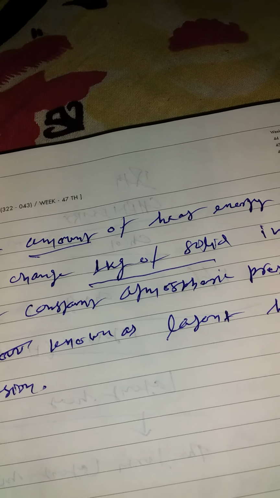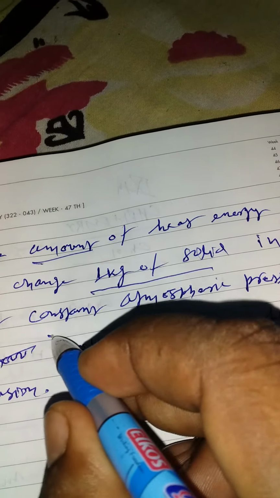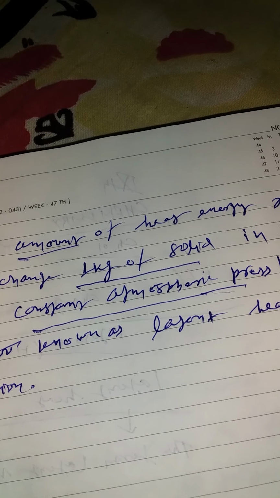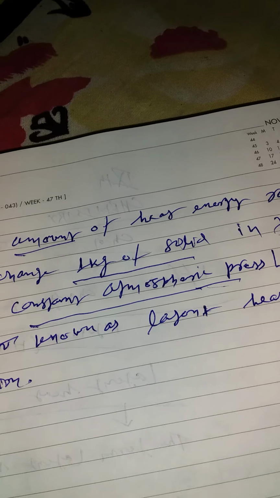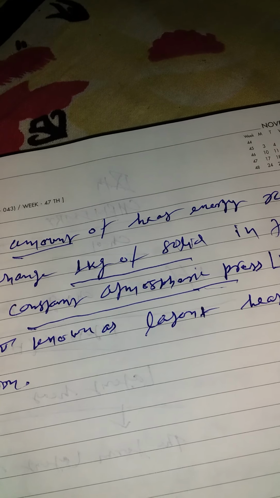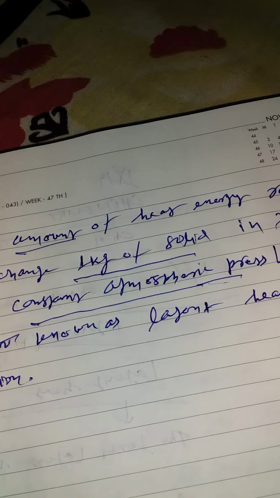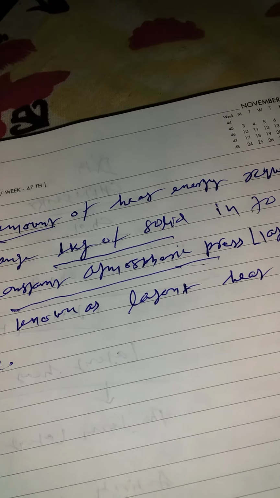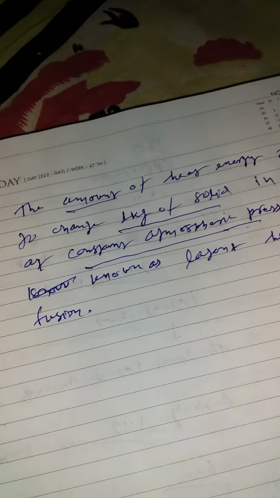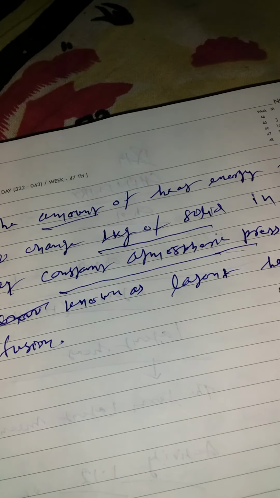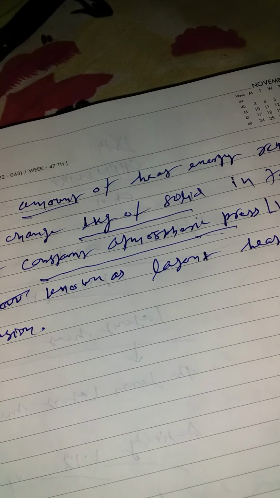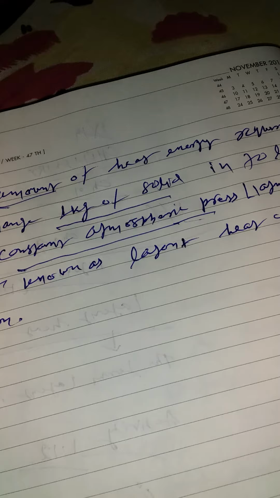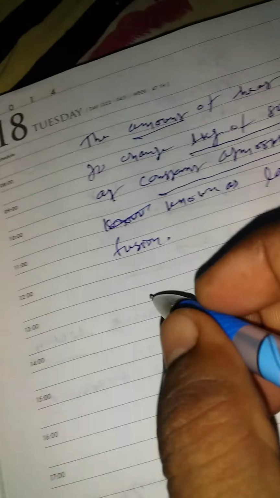solid changes into liquid at constant atmospheric pressure. In the previous lecture we discussed atmospheric pressure, and 1 atm is atmospheric pressure. Therefore, at constant atmospheric pressure is known as latent heat of fusion. So the amount of heat energy required to change 1 kilogram solid into liquid at constant atmospheric pressure is known as latent heat of fusion.